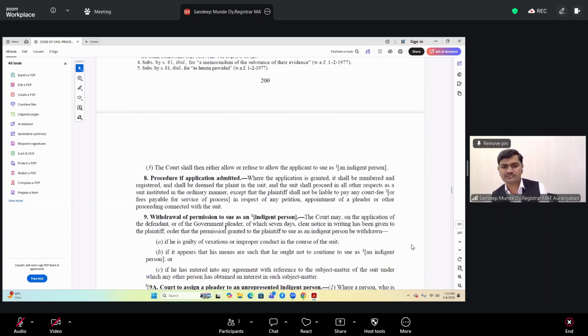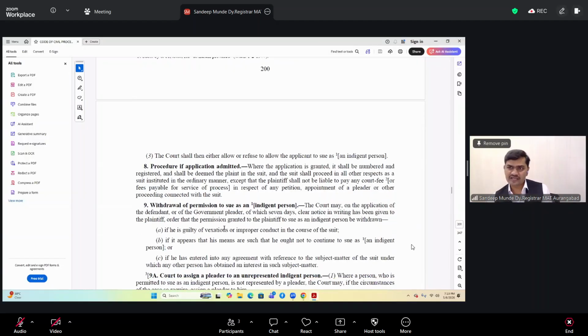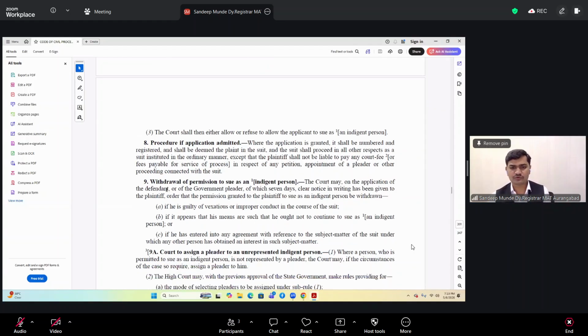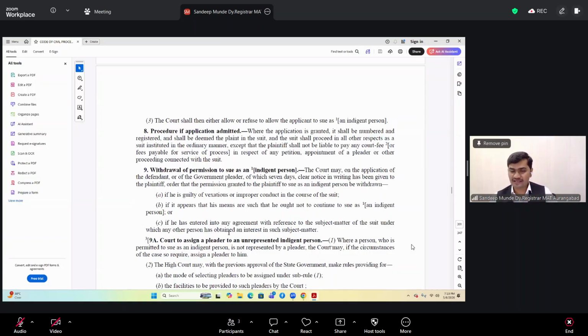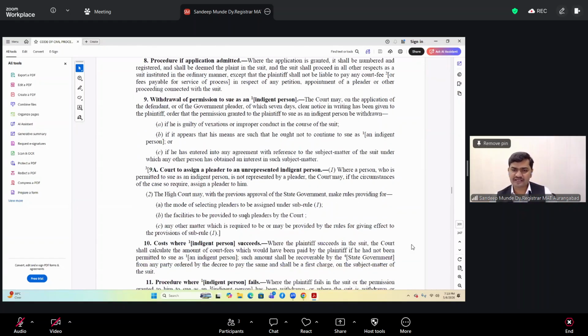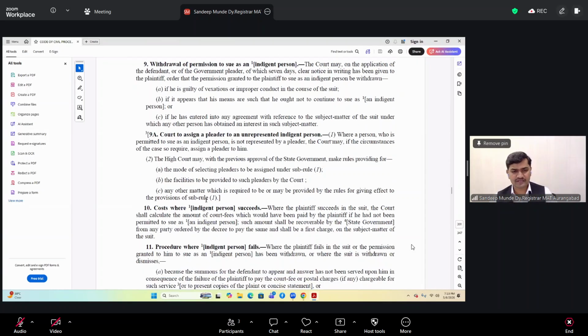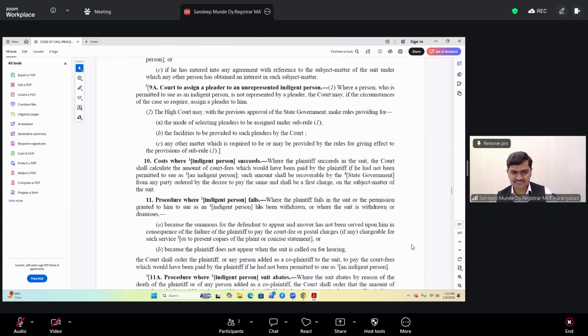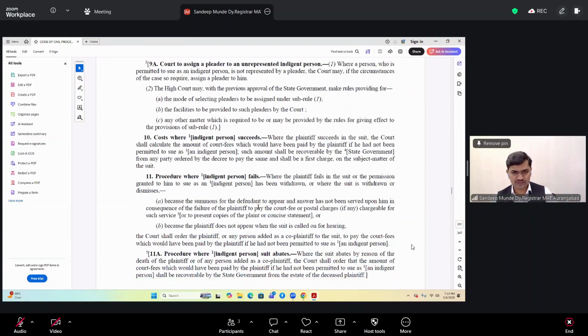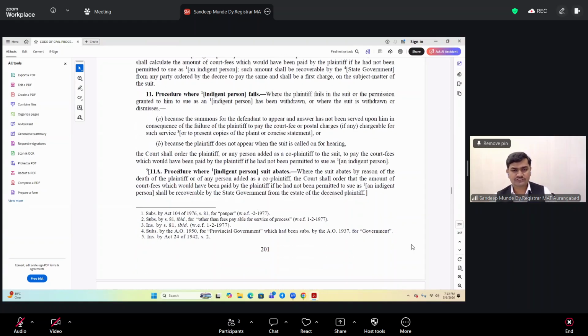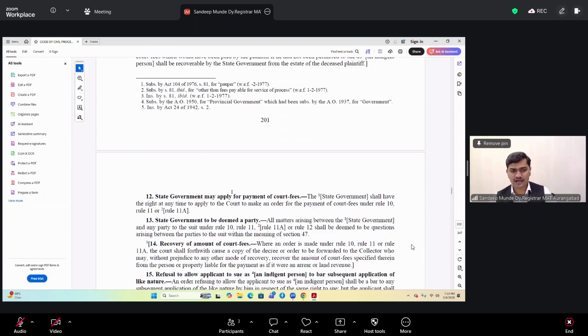Rule 9: withdrawal of permission to sue as an indigent person. If the permission has been granted earlier and, during the pendency of the suit, it is found that the person is not indigent, then the court has the power to withdraw the permission to sue as an indigent person. Court to assign a pleader to an unrepresented indigent person. The court may give a pleader. Costs where the indigent person succeeds. Procedure where the indigent person fails. Procedure where the indigent person's suit abates.